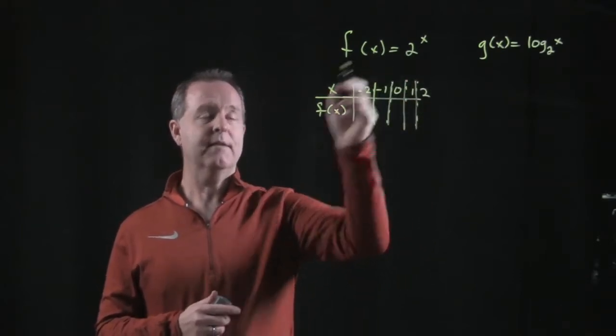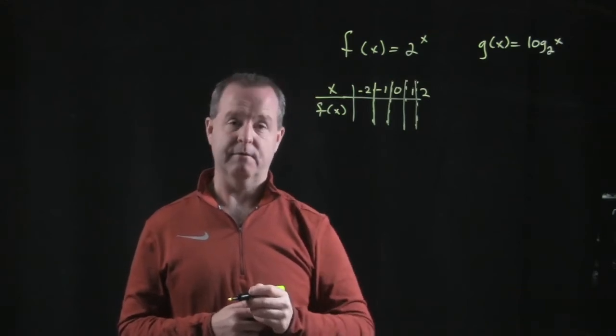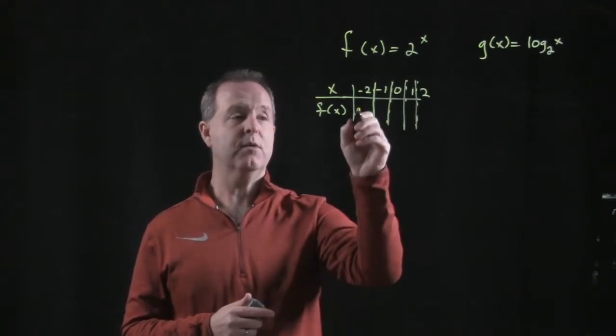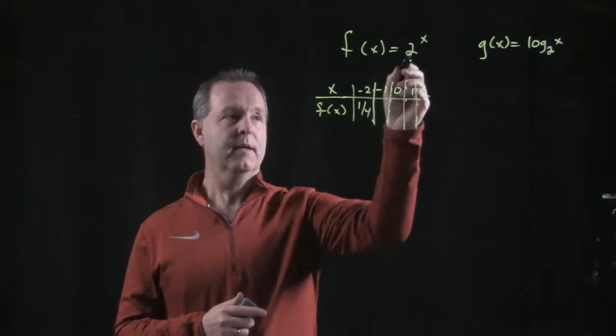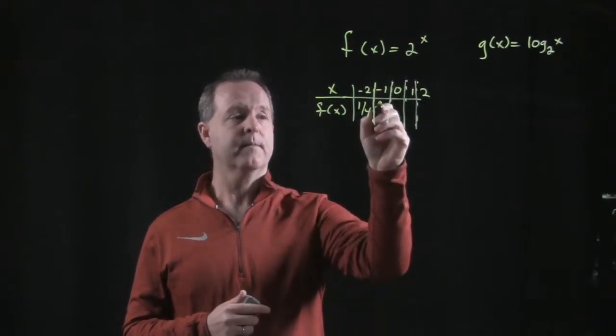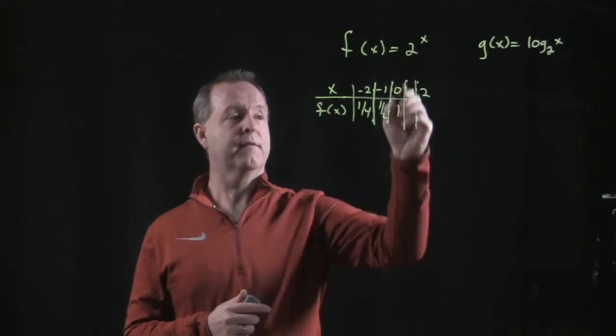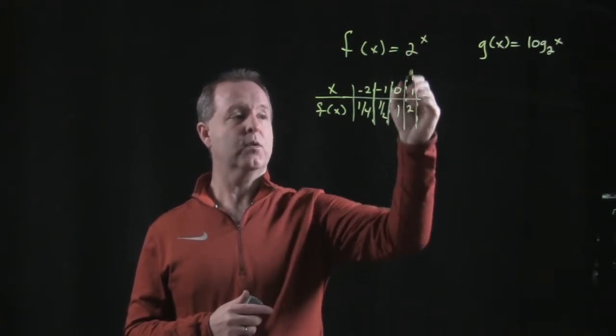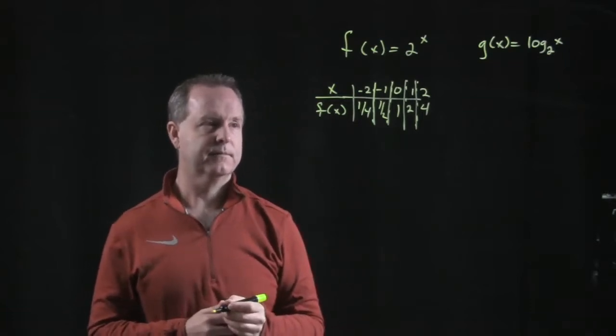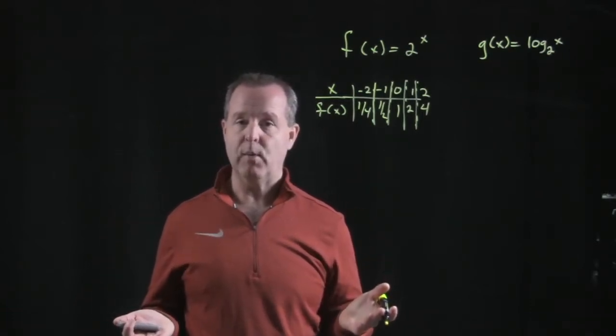So if x were -2, what is my evaluation of that? That'd be 2 to the -2, which is 1/4. If it was -1, 1/2. 2 to the 0 is 1. 2 to the first is 2. And 2 squared is 4. So we are able to plot some points there.